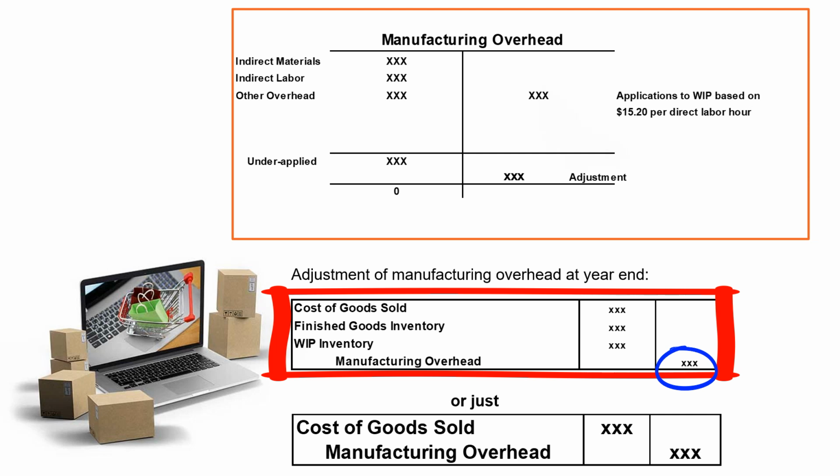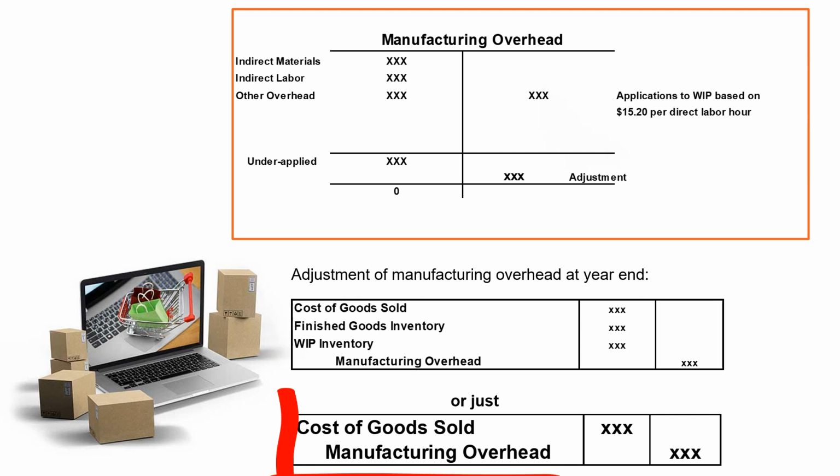And so in most cases, rather than figuring out how much should be applied to work in process that's still there, finished goods that's still there, or cost of goods sold that's been sold, since we will assume that most of that stuff has been finished and sold, and it's not that material, we'll probably just credit manufacturing overhead and debit cost of goods sold.